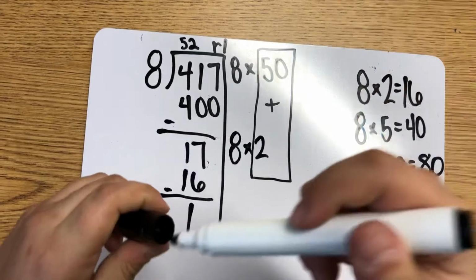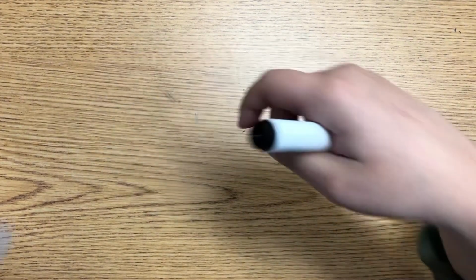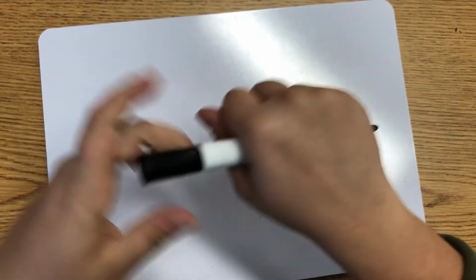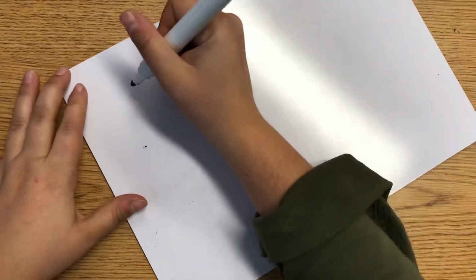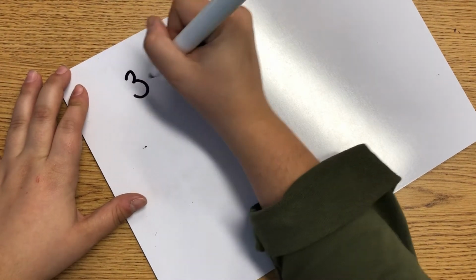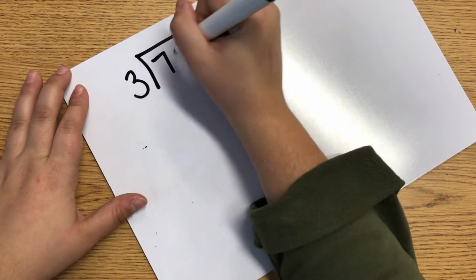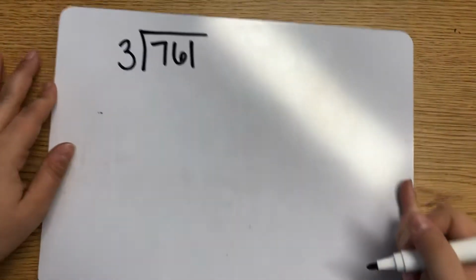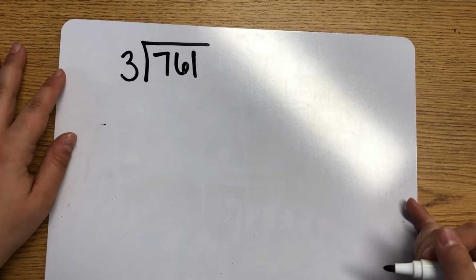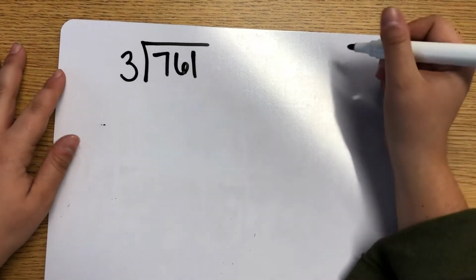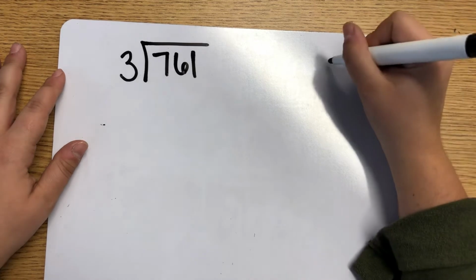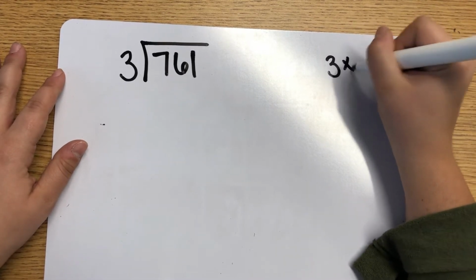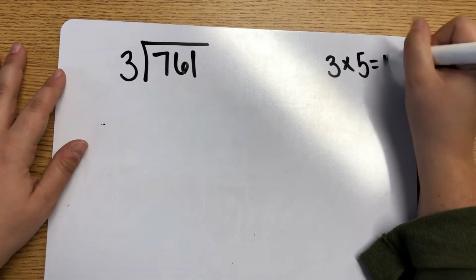So we can do another one really quick. If I have another problem, let's say 761 divided by 3, I can start out the same way. I want to list multiples of 3. So we can do 3 times 5 is 15.